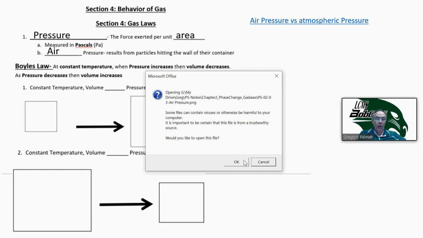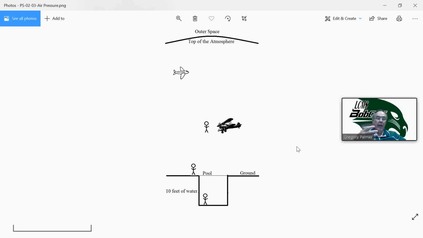Now, I wanted to take a look at the difference between air pressure in a container and air pressure in the atmosphere. We said in a container, air pressure is the result of the particles pushing out on the sides of the container. But the air pressure that we talk about when we say air pressure at sea level or air pressure in the room is a little bit different. You can think of air pressure as very similar to water pressure.